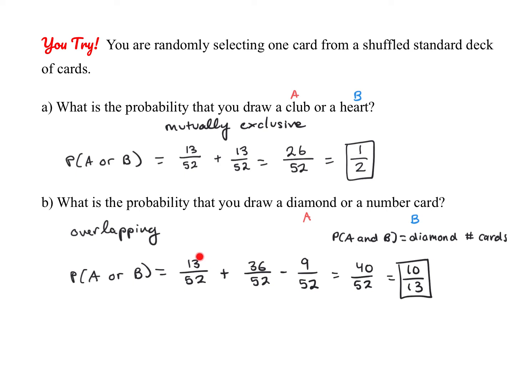So you find the individual probabilities. So there's 13 diamonds in a set of cards, and there's 9 number cards per suit, so you do 9 times 4. So there's 36 number cards per deck. But then you have to subtract the ones that are the diamond number cards. So there's 9 of those, so you end up with a probability of 10 over 13.